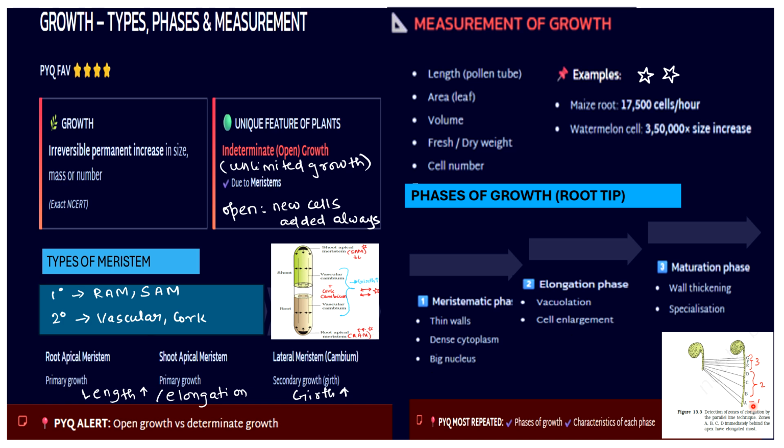Then proximal to the meristematic phase, you have the elongation phase, which is characterized by increased vacuolation and cell enlargement. Increased vacuolation, why? Because it needs more water. More water means more vacuoles. Then we have the maturation phase. There is not much increase in cell size. Cell walls are thickened and specialized.